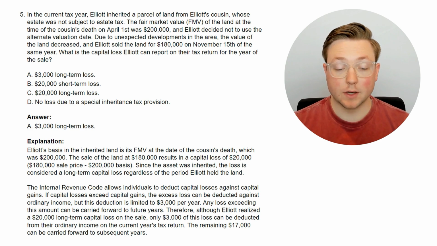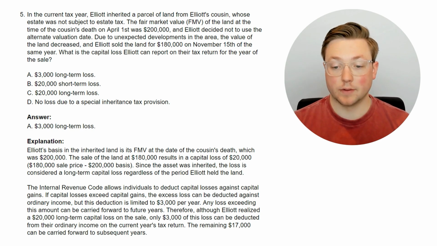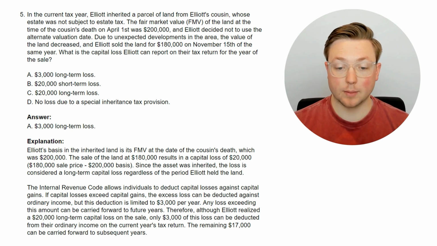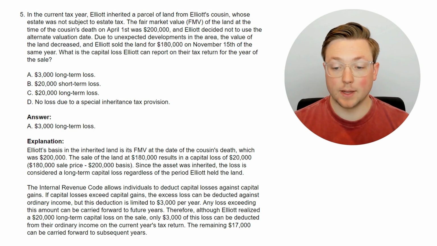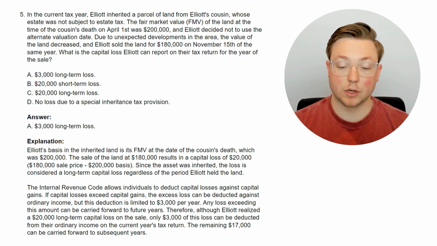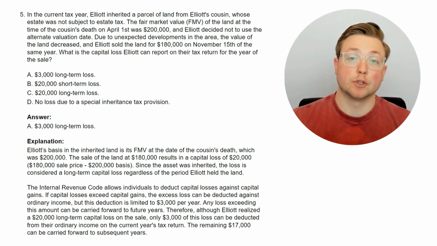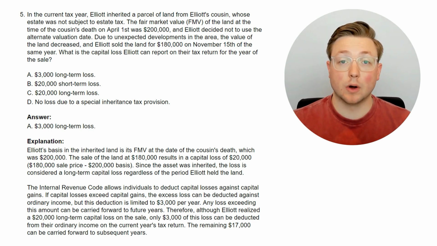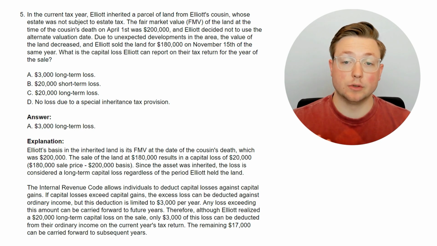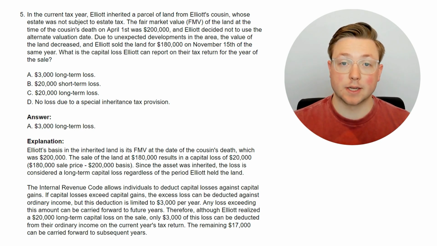Therefore, although Elliot received a $20,000 long-term capital loss on the sale, only $3,000 of this loss can be deducted from their ordinary income on the current year's tax return. The remaining $17,000 can be carried forward to subsequent years. All right, so that's one more rule. And again, this applies to all capital losses when it comes to an individual's gross income. Only $3,000 of the capital loss can be counted against ordinary income.